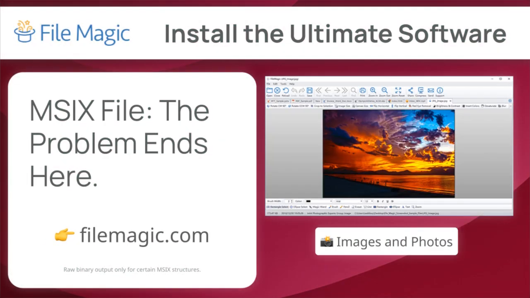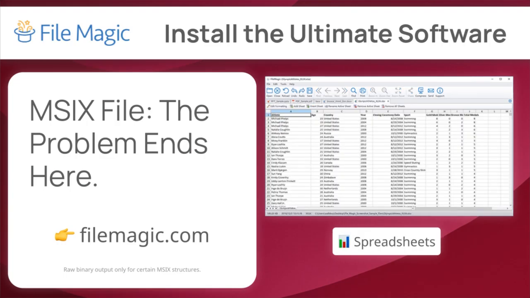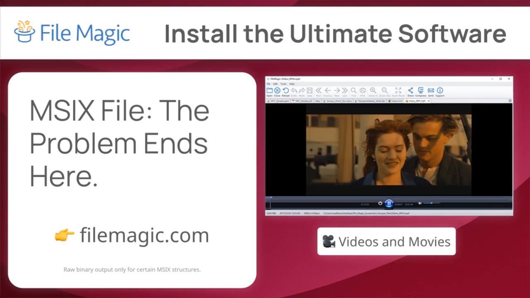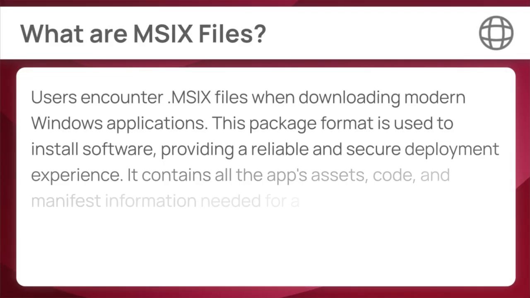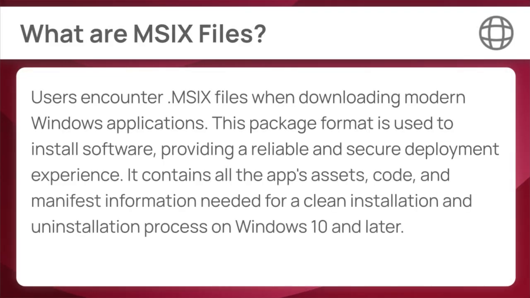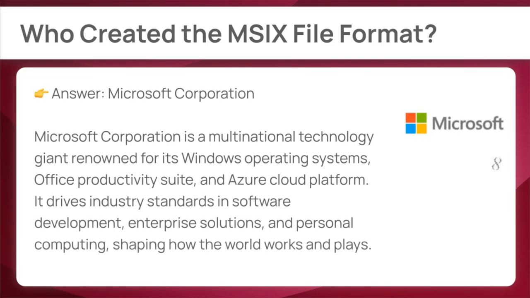The efficacy of this tool hinges on the speed and analysis power of a single MSIX file inspection program that services hundreds of formats. Users encounter MSIX files when downloading modern Windows applications. This package format is used to install software, providing a reliable and secure deployment experience. It contains all the app's assets, code, and manifest information needed for a clean installation and uninstallation process on Windows 10 and later.